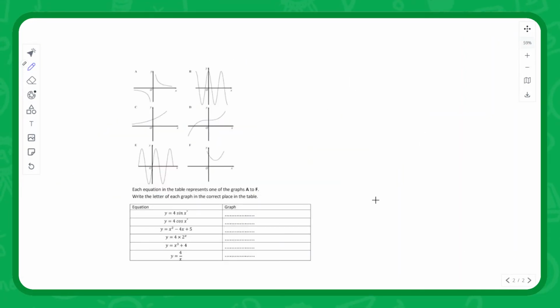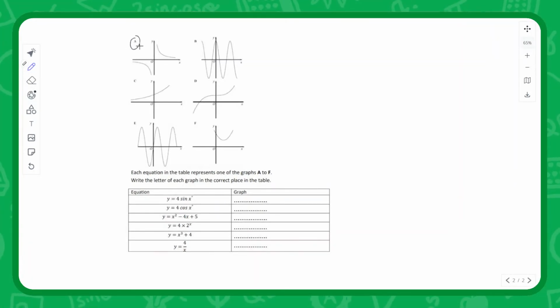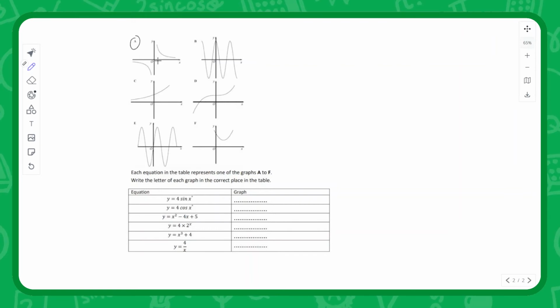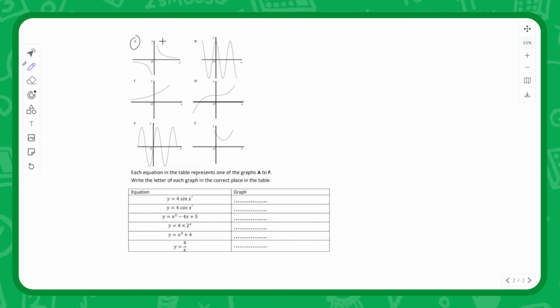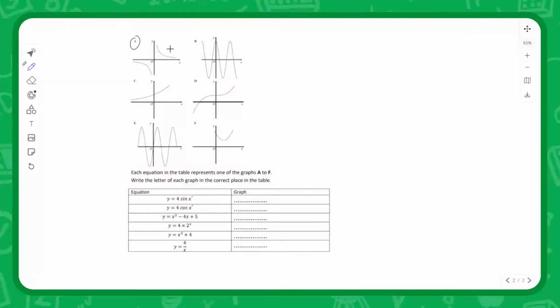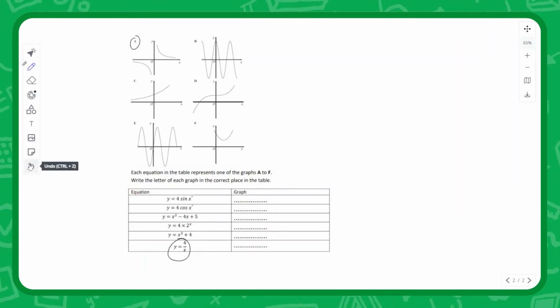Right, let's look at an example question. In this case, we're given 6 curves, and we need to match up the equation with the curve or the graph. So we want to match up the letter of the graph with the equation. Well, let's just start off with looking at graph A. We know from what we just did that this is looking very similar to a reciprocal, right? It's looking very similar to 1 over x, or k over x. And so I can see down here, we have k over x, right? In this case, k is 4, but we've got that same equation.